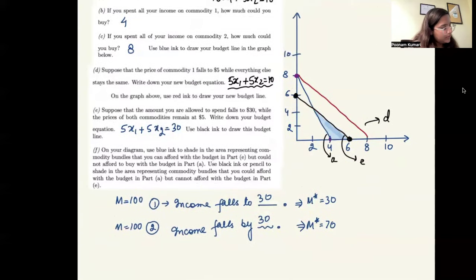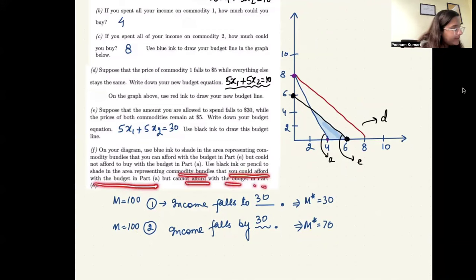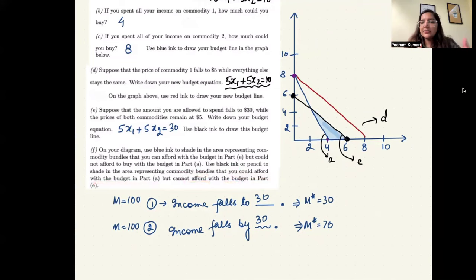Now, use black ink or pencil to shade in the area which represents commodity bundles that you could afford with the budget in part A but could not afford with budget in part E. Now you have to say the reverse. कि वो कौन सा एरिया है, वो कौन से बंडल्स हैं जो आप बजट पार्ट ए के हिसाब से आप खरीद सकते थे लेकिन पार्ट ई के बजट के हिसाब से नहीं खरीद सकते.